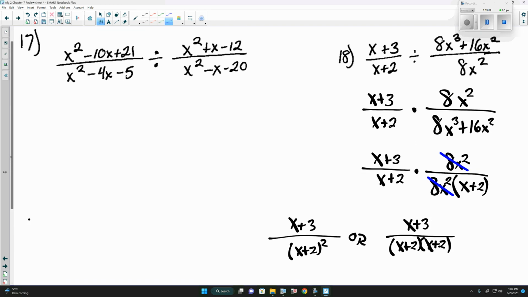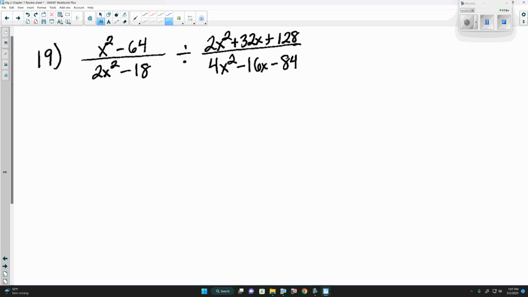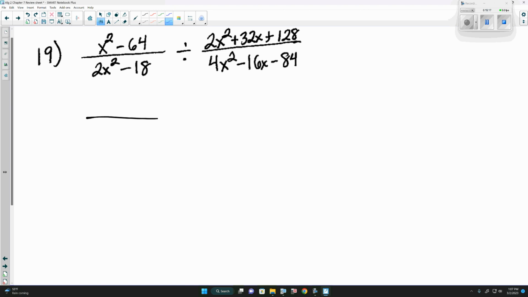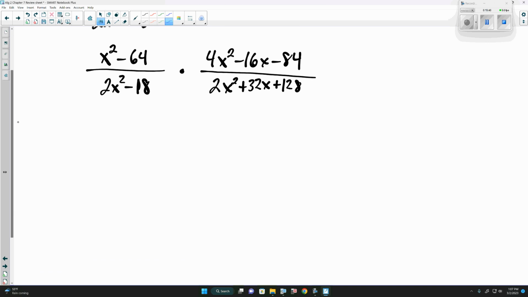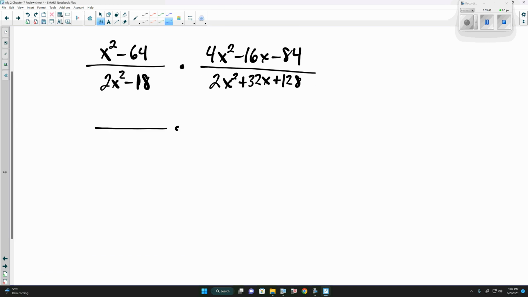Any questions on 18 before we look at 19? 19. Again, keep, change, flip. So the first thing we do is we rewrite it as multiplication and do our keep, change, flip.